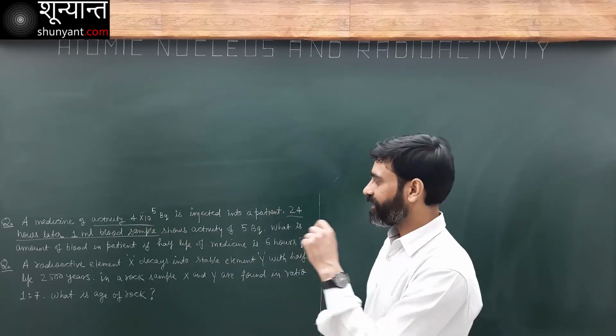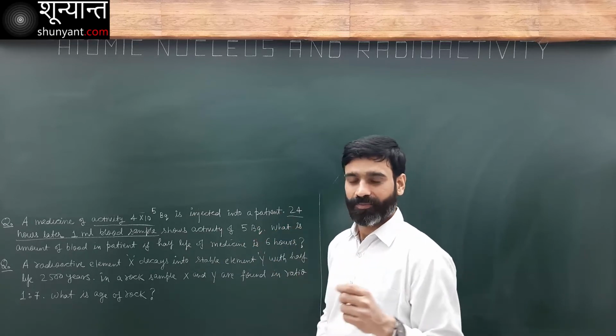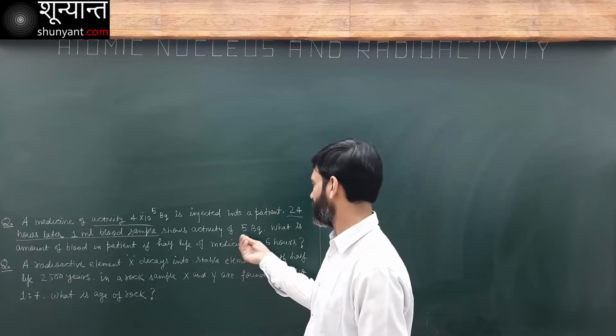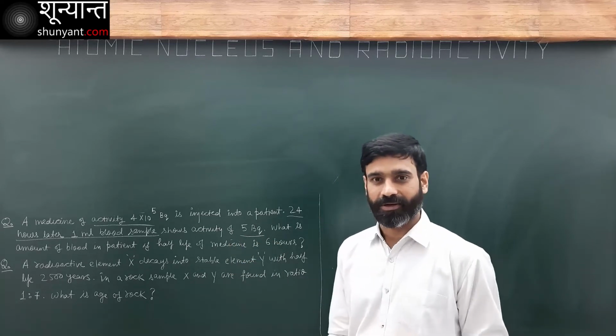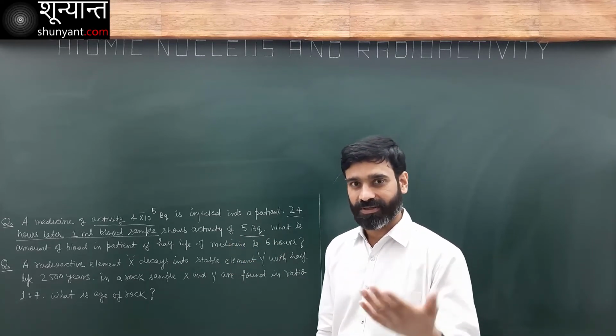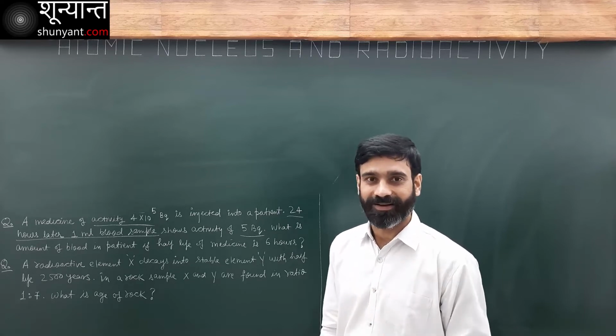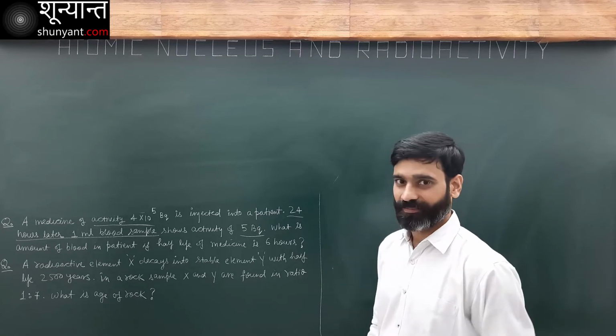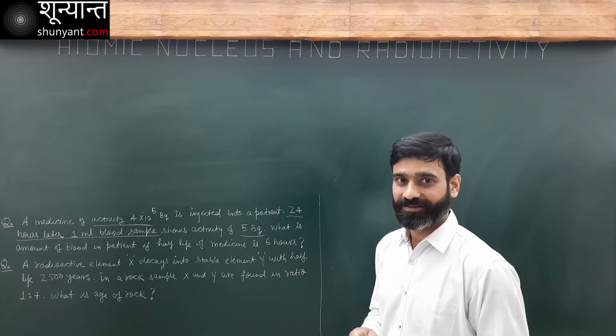So I'm taking this 1 ml blood sample from the patient and then I measure its activity. I find it to be 5 becquerel, that is 5 decays per second. And what is the total amount of blood in the patient's body? Can you find it? Did you get the answer?